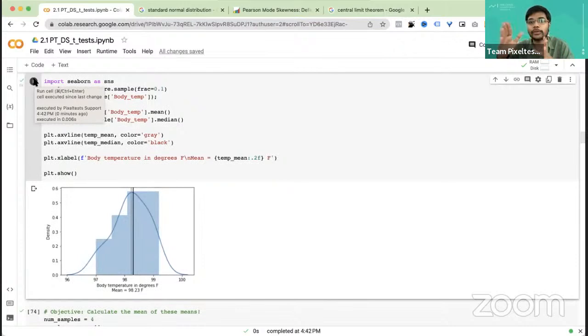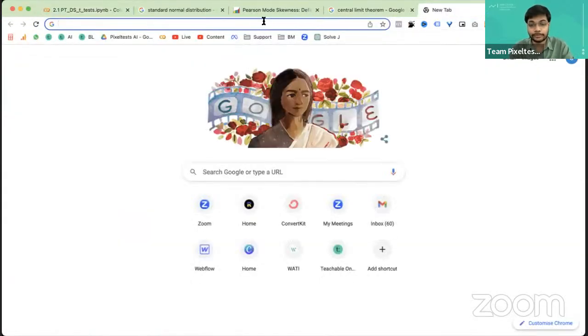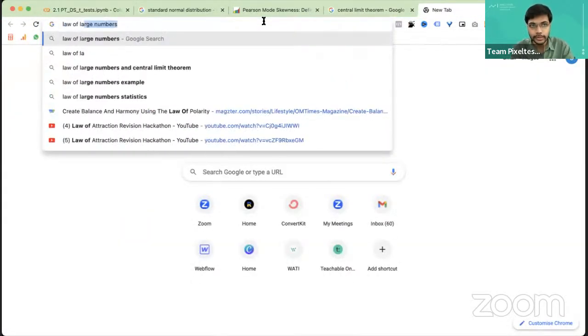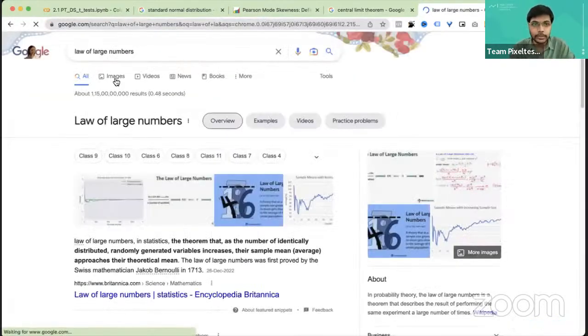So the more samples you take, the mean, the average of all those sample means, will be closer to the actual output, right? So this is the law of large numbers. Let me show you this visual. Law of large numbers, right?